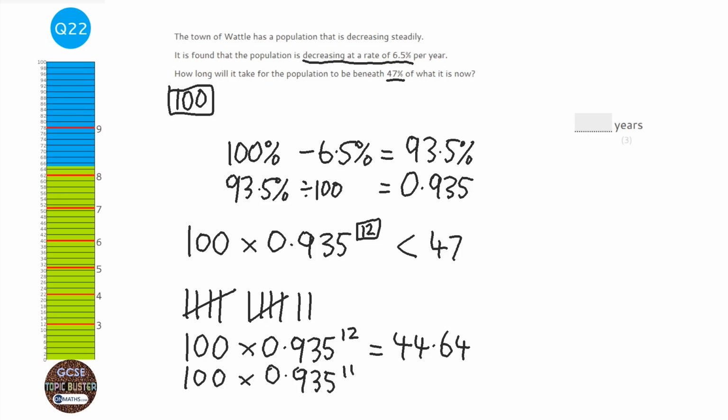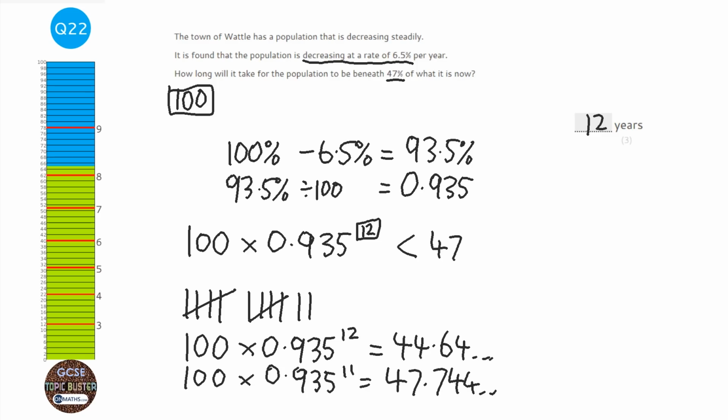So I'm going to do to the power of 11, and what I can do is just scroll through my working out on the calculator and change the 12 to 11 and press equal, and that's 47.744, blah blah blah. Okay, each of these are rounded. So it's going to take 12 years because 11 years gets us close but not quite over the line. It's the 12th year that it dips below 47%.